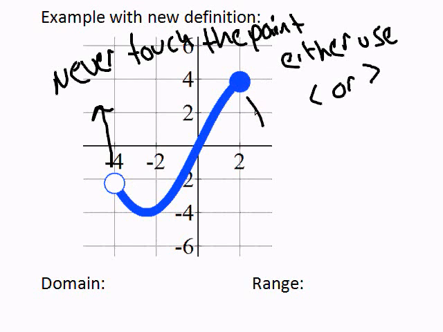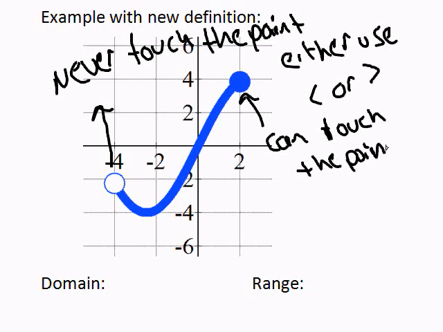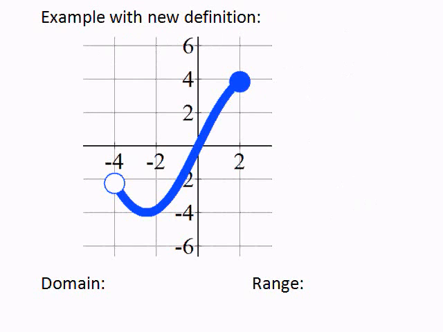However, a closed circle means that we can touch the point or do touch the point. Can reach or touch or get to. So we're going to use the less than or equal to or the greater than or equal to symbols. Again, let's keep that in mind as we work this out.